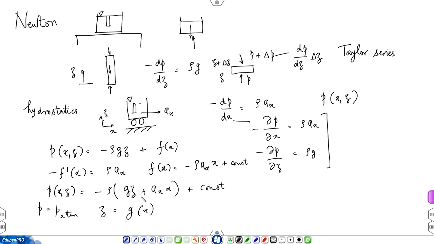Okay, so, substituting, you will have P atmosphere. I think this G, just want to avoid repetition of symbols. So, let us call this Z tilde.